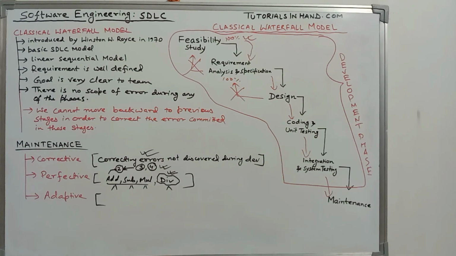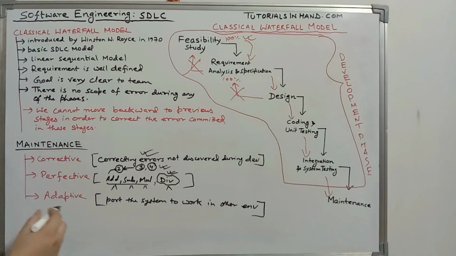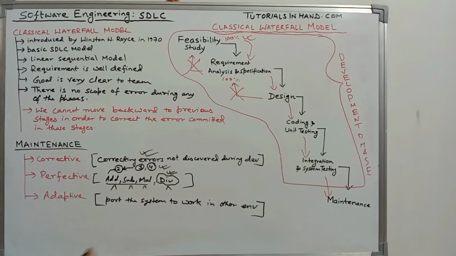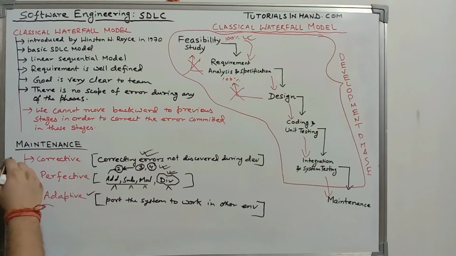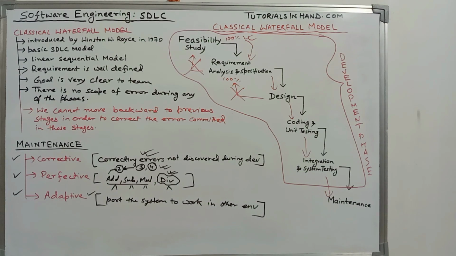And then we have adaptive maintenance. Adaptive maintenance is generally done for activities like porting the system to work in other environments. Those things will be taken care of by adaptive maintenance, right? For example, porting may be required to get software to work on a new computer platform or new operating system. In that case, adaptive maintenance will come into play. So this is how maintenance is done in three phases: corrective, perfective and adaptive. Hope you have understood how maintenance works.